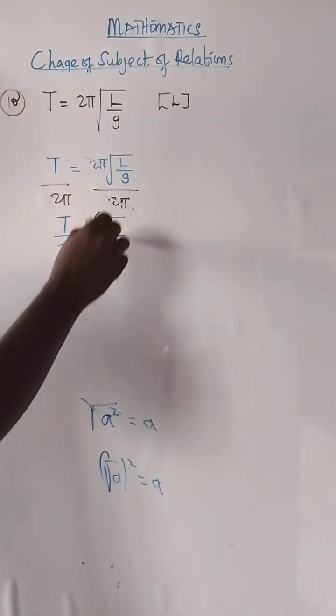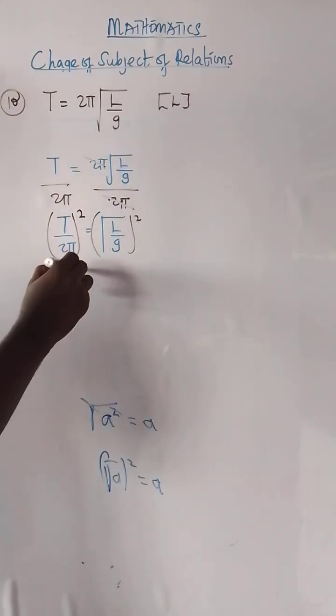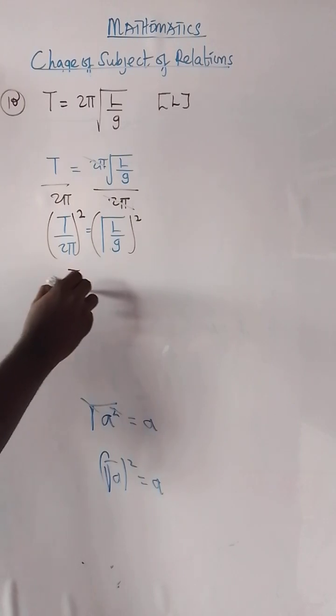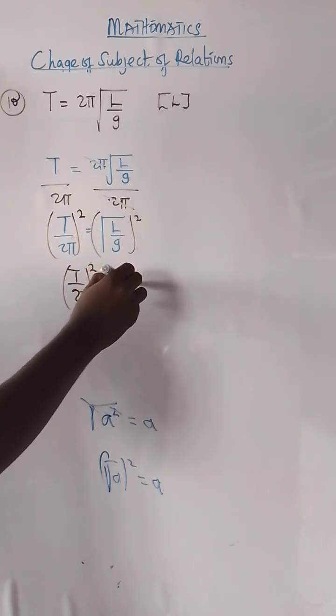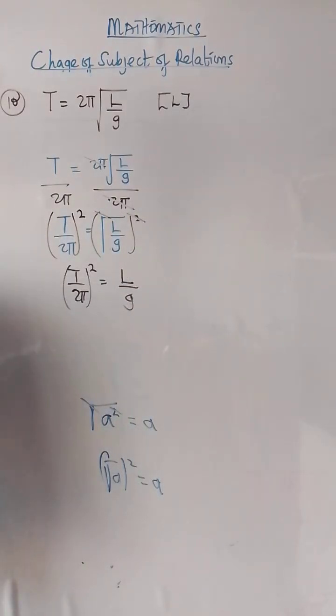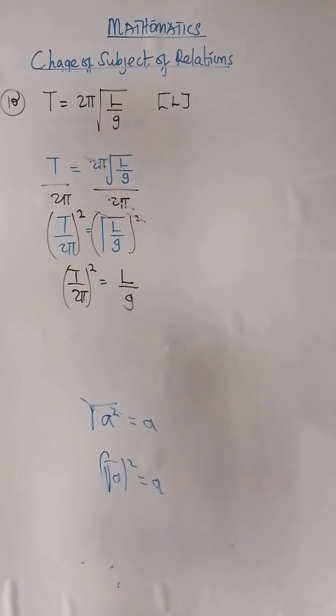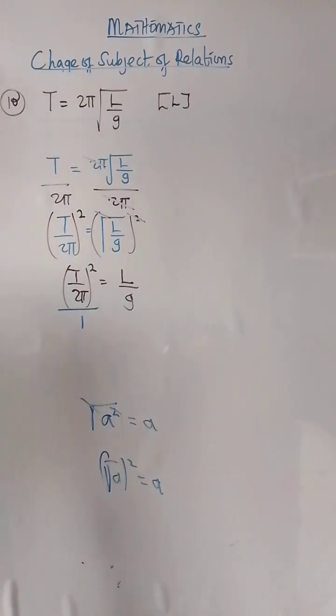So if we square this side, we have to square the other side too. So from here, we have T over 2 pi all squared equals L over G, because this square takes the square root away. Now our aim is to get the value of L. So I want to do something simple here. I can divide both sides by 1. It's not changing anything. Why?